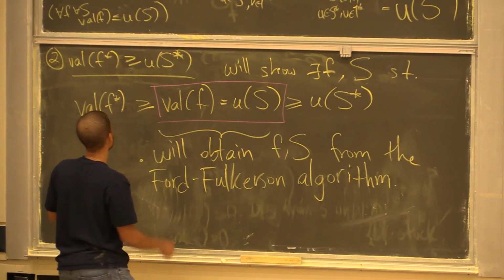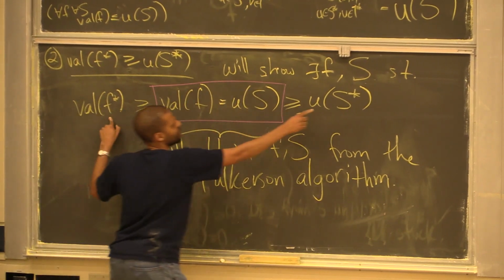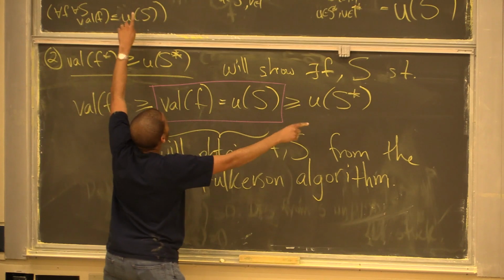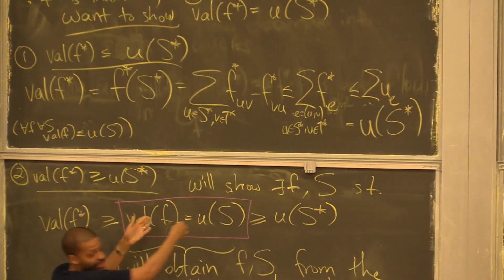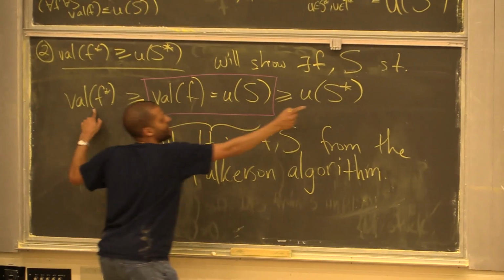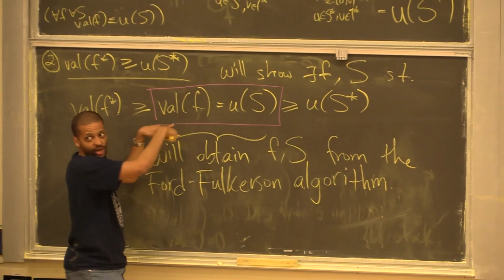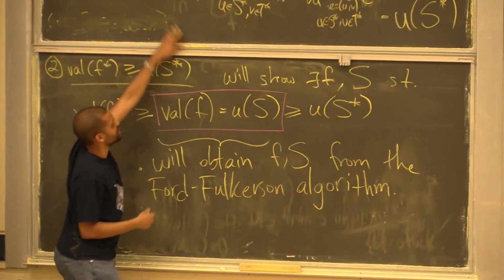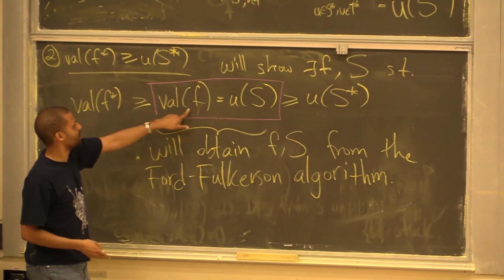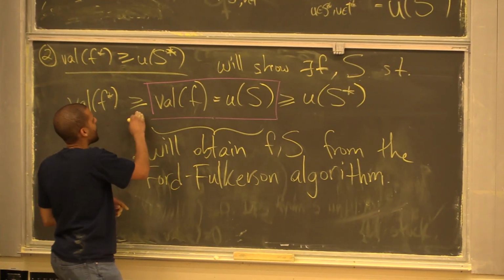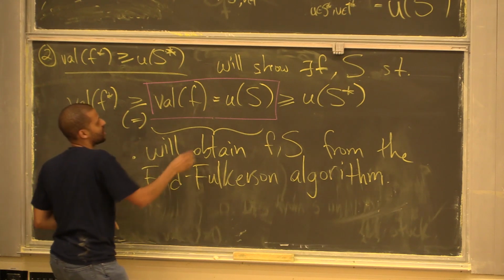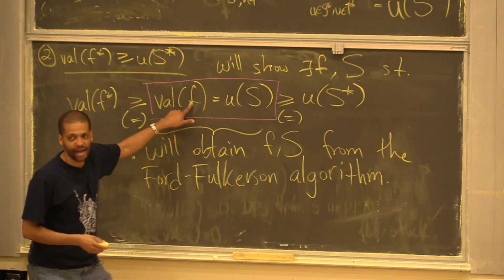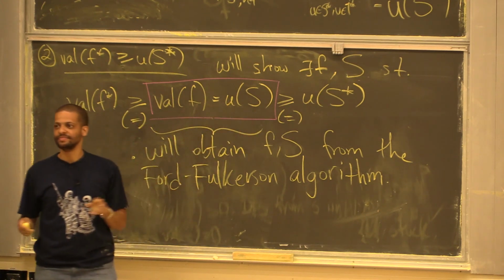So I guess we're done, right? We know that val F star is at least the capacity of S star. We also know that val F star is at most the capacity of S star from there. Therefore, since these two things are equal, whatever's in the middle is also equal. Therefore, the val of F is equal to the val of F star, and this is equal to the capacity of S star, which means this is the max flow, and this is the min cut.